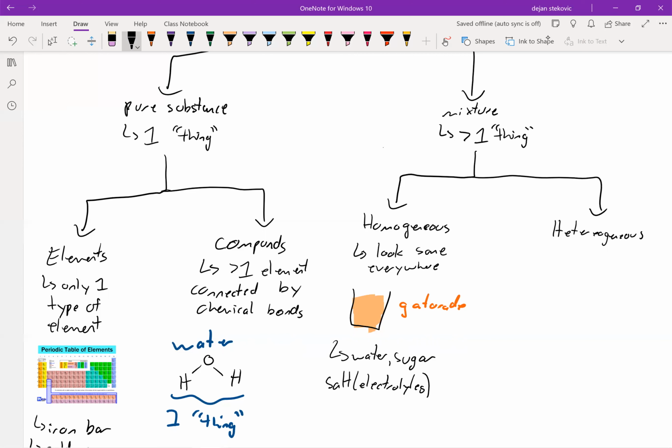On the other side, we have heterogeneous. Again, it's more than one thing, but it looks different in different places. Maybe an example of this is an egg. It's obviously more than one thing. It's actually a lot of different things. We call this a fried egg, I guess. It's white on the outside, and then it has that yellow yolk in the middle, right? Depending on where you look at it, it looks different.